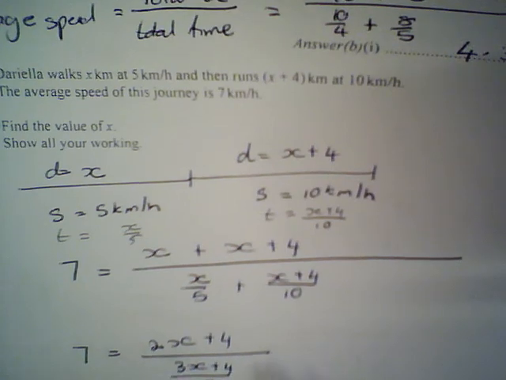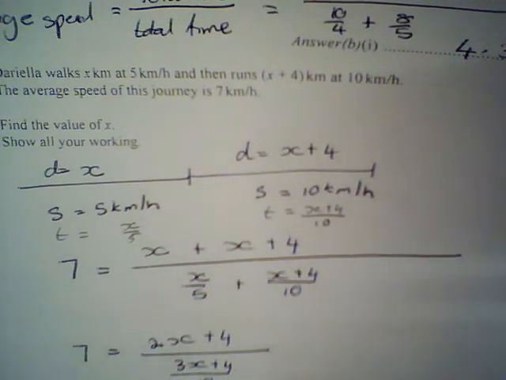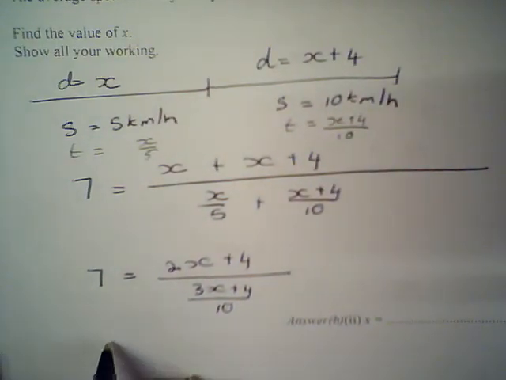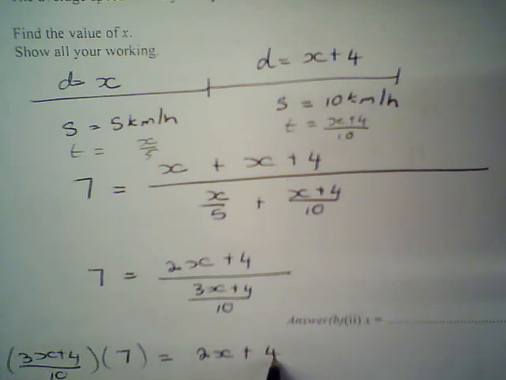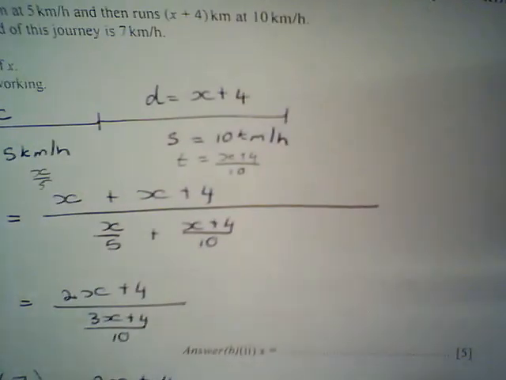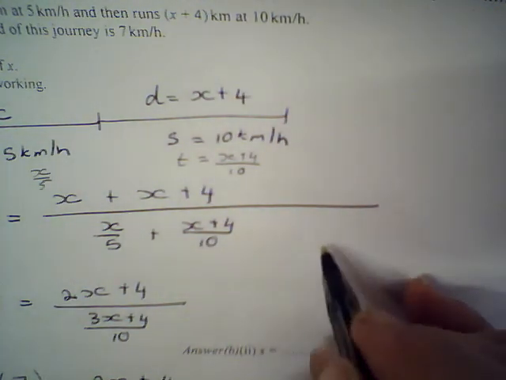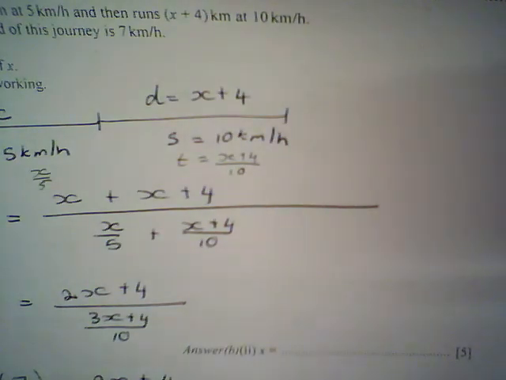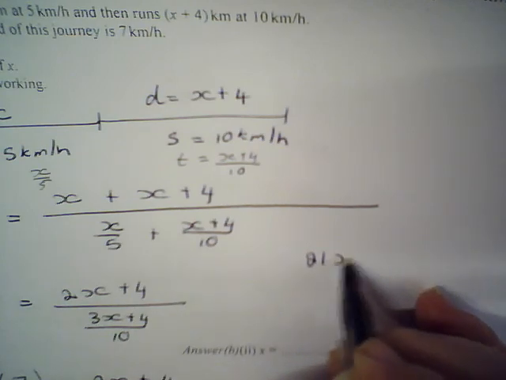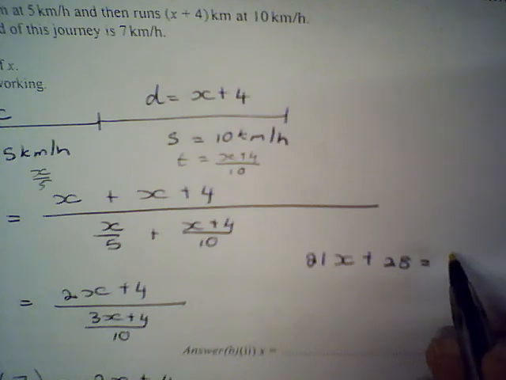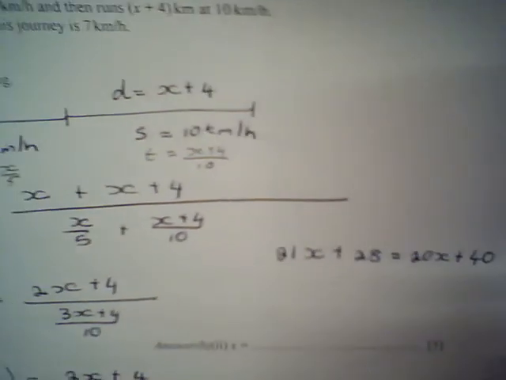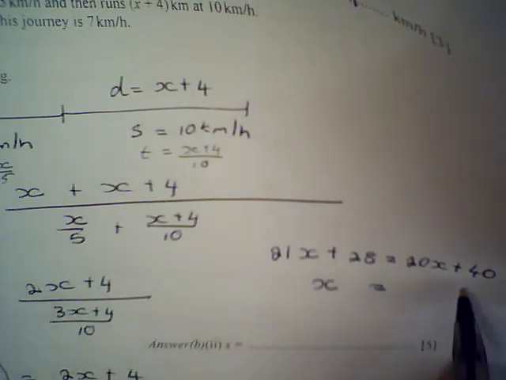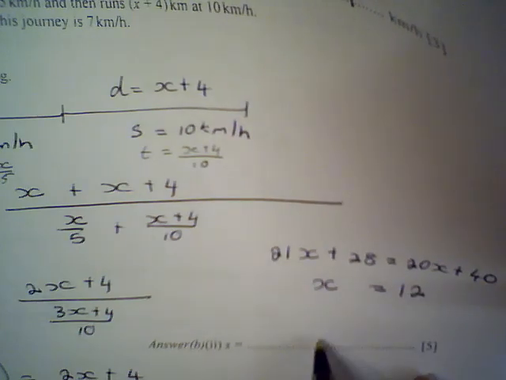Okay, let's simplify this. I'm going to multiply on both sides. I'm running into a little bit of a problem here with writing so big. So it would be 7, and there I have 3x plus 4 over 10 equals 2x plus 4. Now I need to solve. Actually, I need to multiply this side by 10, that would make it so much easier. So I have 21x plus 28 equals, multiplying this side by 10, 20x plus 40. I move all the x's to one side. That would give me x equals 40 minus 28, which is 12, and that is our final answer.